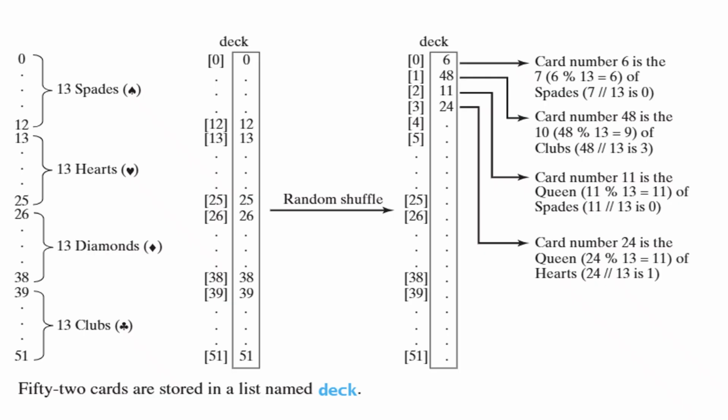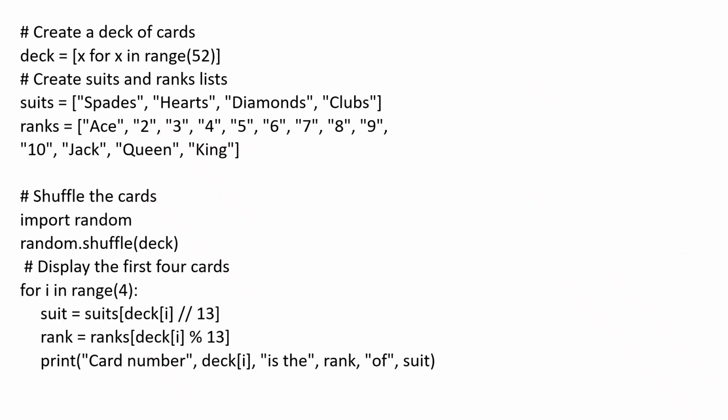Card number 48 is the 10. So 48 percent 13 equals 9, the 10 of clubs, and 48 double slash 13 is 3. Card number 11 is the queen, 11 percent 13 is 11, so the queen of spades, and 11 double slash 13 is 0. Card number 24 is the queen, 24 percent 13 is equal to 11, the queen of hearts, and 24 double slash 13 is 1. So this is the program.